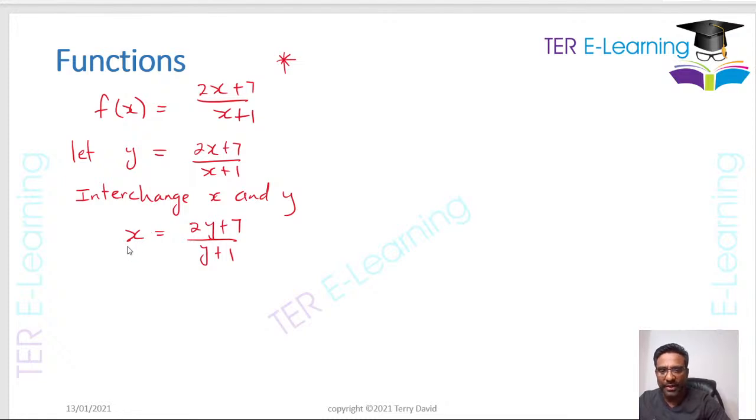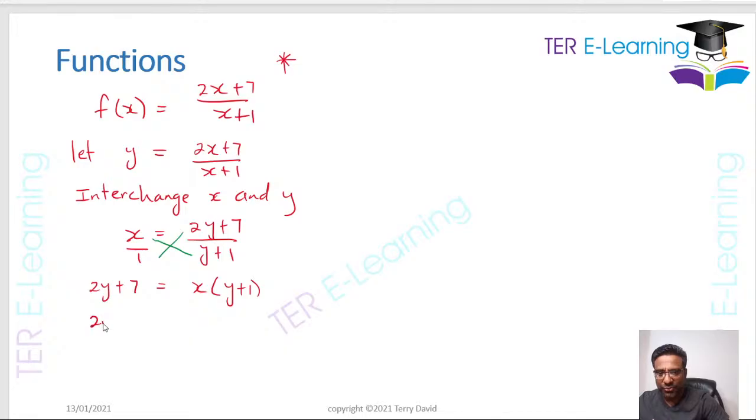Now, in order to do that, I'm going to write this x here as x over 1, right? The purpose of doing that is to help me to simplify. So I'm going to cross multiply because I have a fraction equal to another fraction. So I'm going to say this multiplied by this is equal to this multiplied by this, right? So what I'm going to write now, I'm going to put 2y plus 7 is equal to x, open brackets, y plus 1, all right?